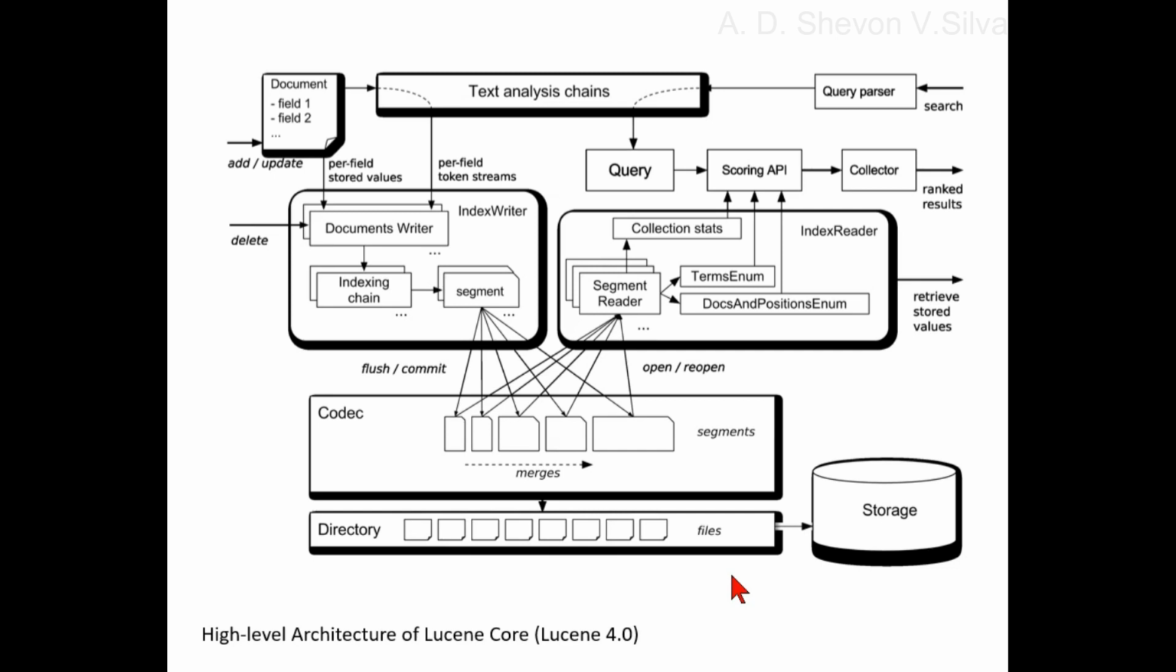To get started, this figure illustrates the high-level architecture of Lucene core. With regard to text analysis, the analysis chain produces a stream of tokens from the input data in the field.